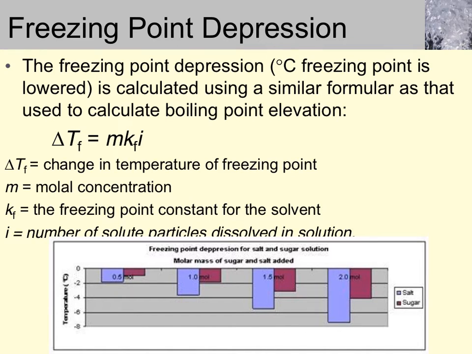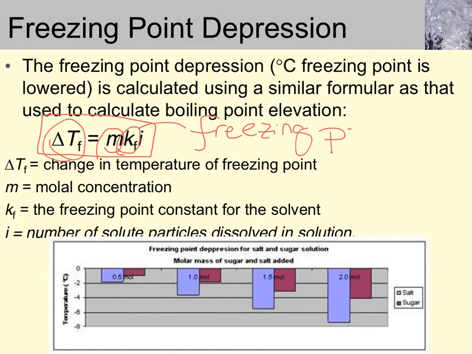Right, so the equation we use to calculate freezing point depression is exactly the same as the equation we use for boiling point elevation. We're calculating a change in temperature, and that is equal to molality of the solution. Now in this case, instead of the boiling point constant, this is a freezing point constant. And that's different than the boiling point constant, so be careful. And then, of course, that's times the van't Hoff factor i.